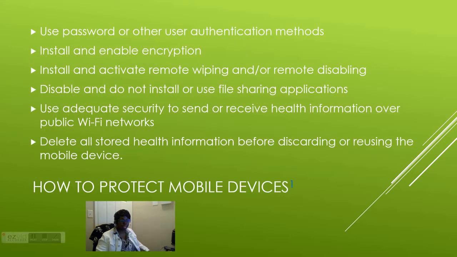How to protect mobile devices. There are many options to secure mobile devices, but a combination of a number of options is best, such as installing and enabling security software, use of password or other user authentication methods, keeping your security software up to date, install and enable encryption, research mobile applications before downloading, disable and do not install or use file sharing applications, deleting all stored health information before discarding or reusing the mobile devices. And these are just a few of some of the options that are available.